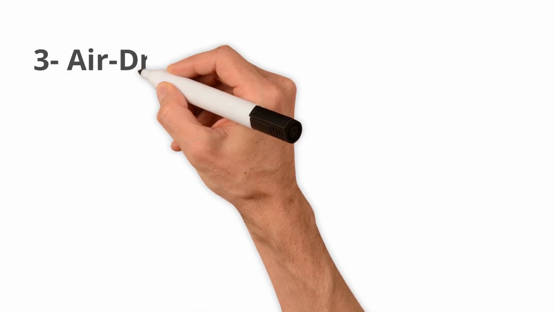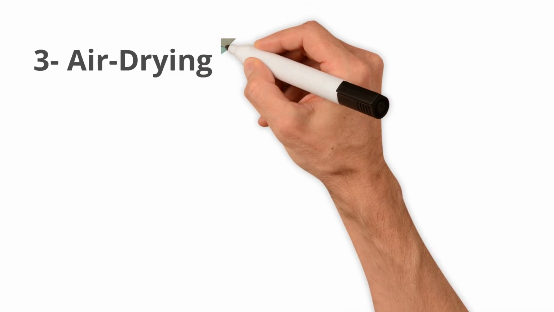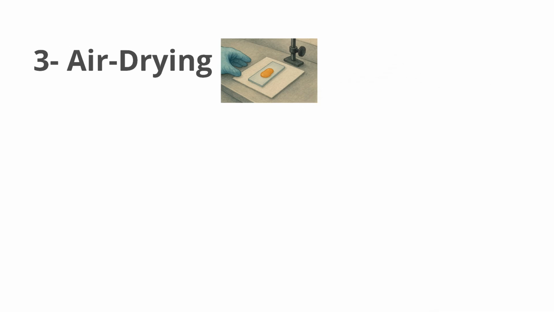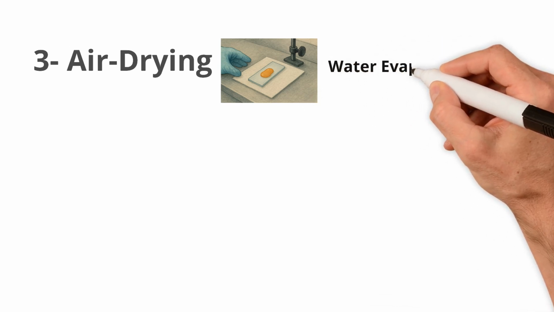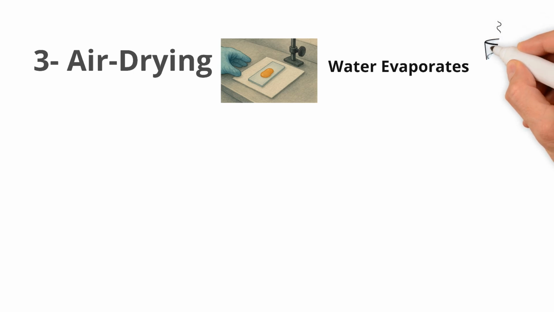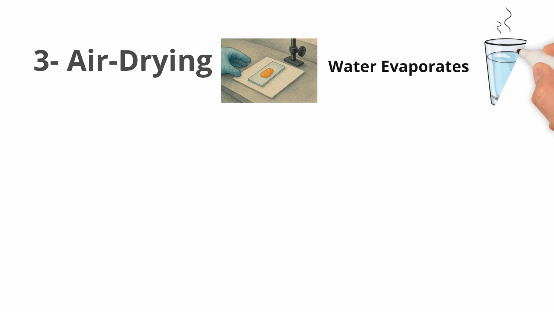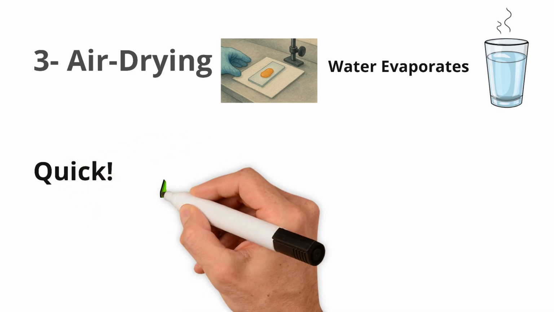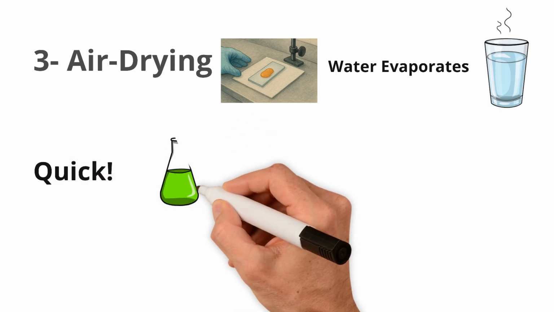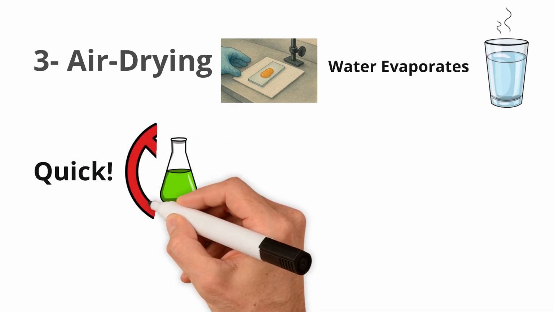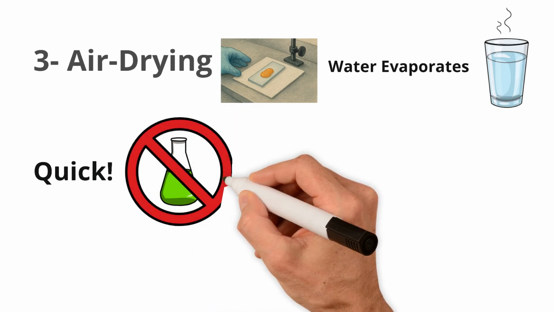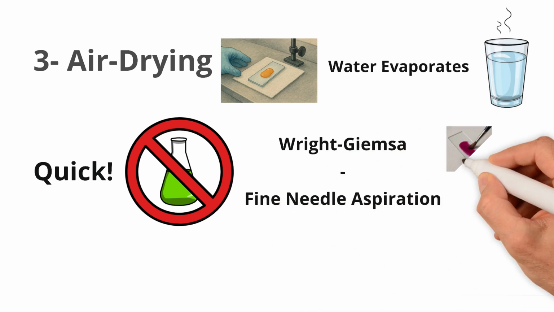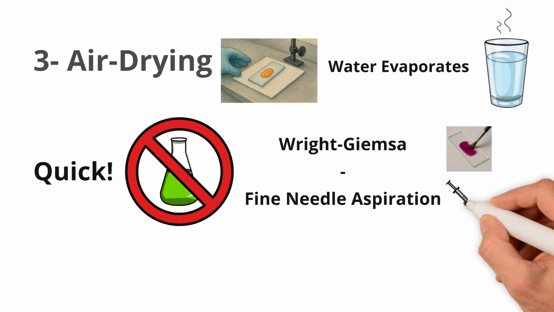In histology, we rarely use this air drying method, but the smear is left to air dry without adding any chemical fixative. As the water evaporates, the cellular protein denatures, helping preserve cell structures. This method is quick and avoids using chemicals, but it may not preserve morphology as well as wet fixation for some stains. This method is used in Wright-Giemsa stain and fine needle aspiration.